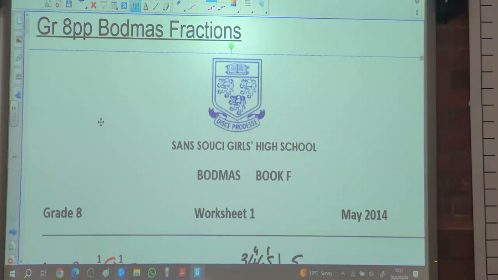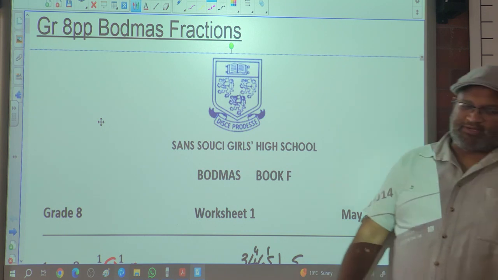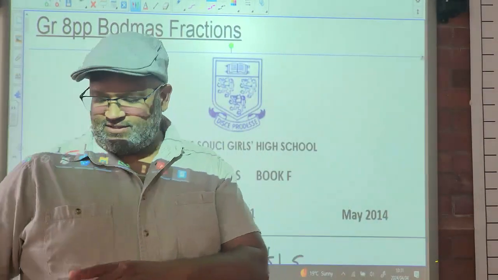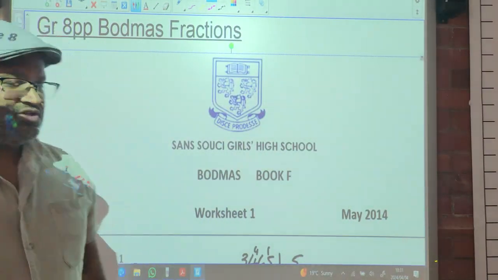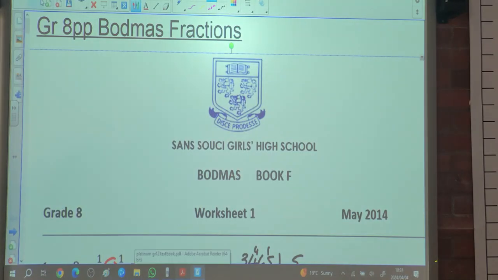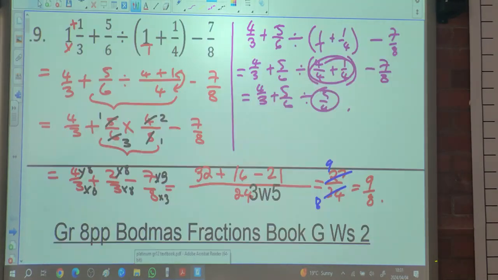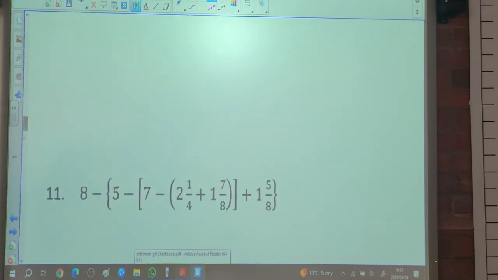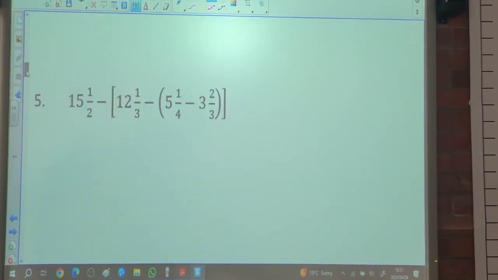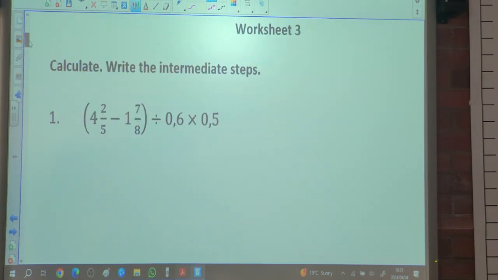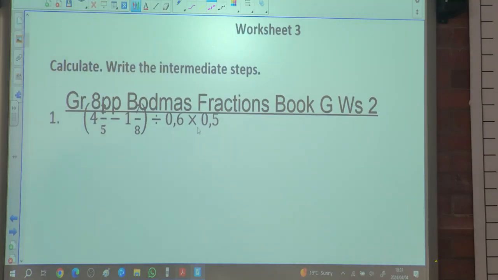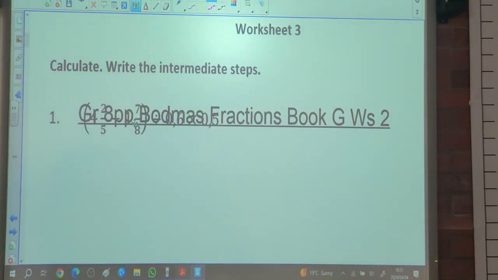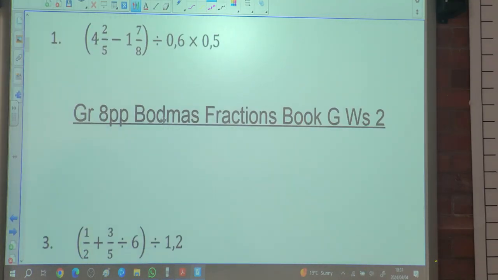Fractions. Okay, good morning class. So today we're looking at BODMAS fractions, the last worksheet, correct? Book G, worksheet 3.